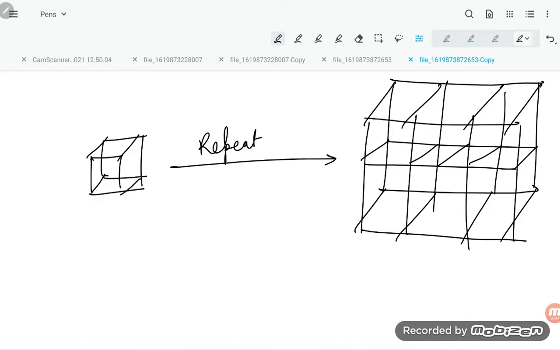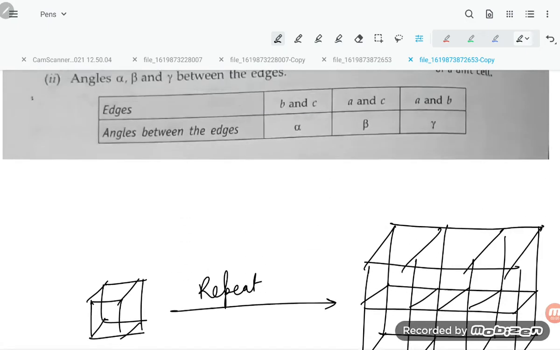So this is what is known as the crystal lattice, right, student? So what I am saying, dear students, is that this is the crystal lattice, and this is the unit cell. So you repeat the unit cell, and you will get the crystal lattice.